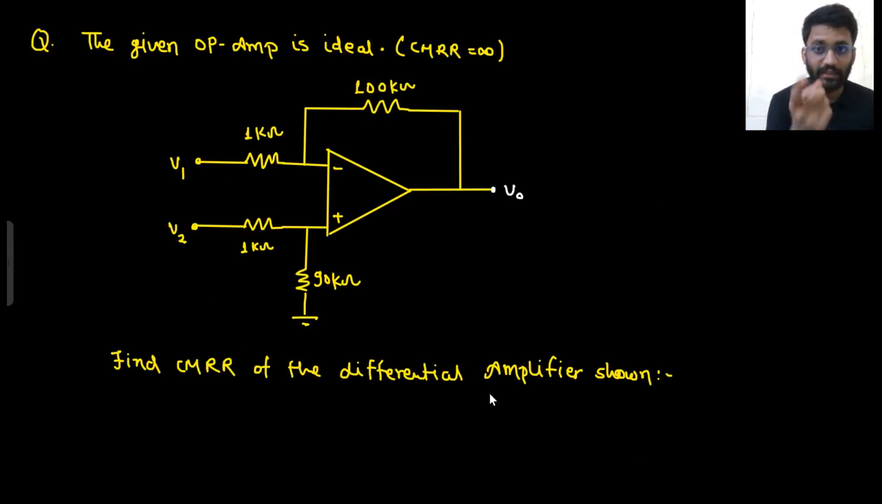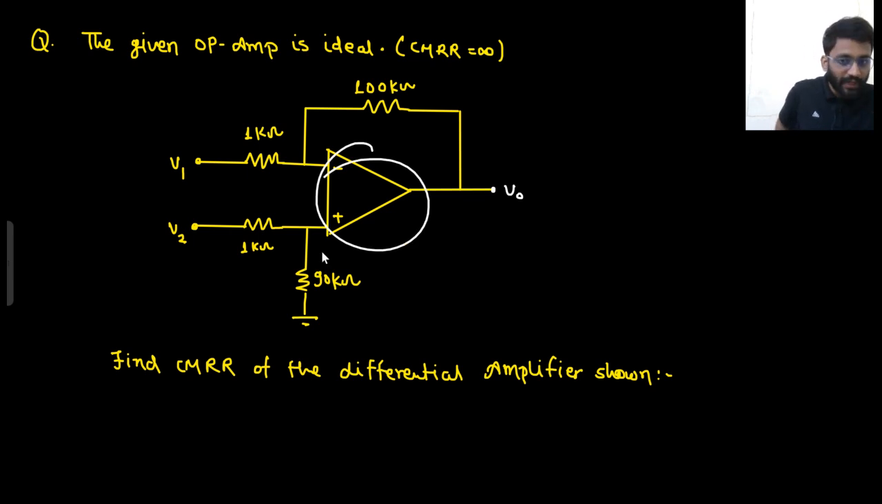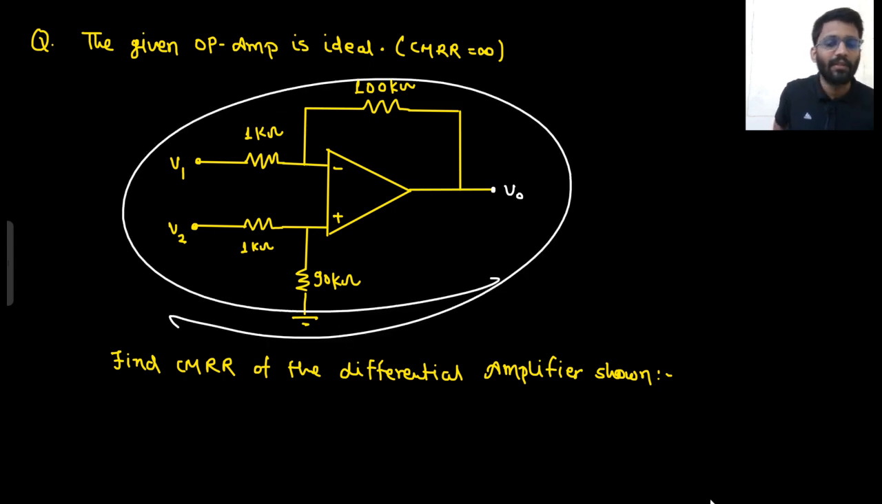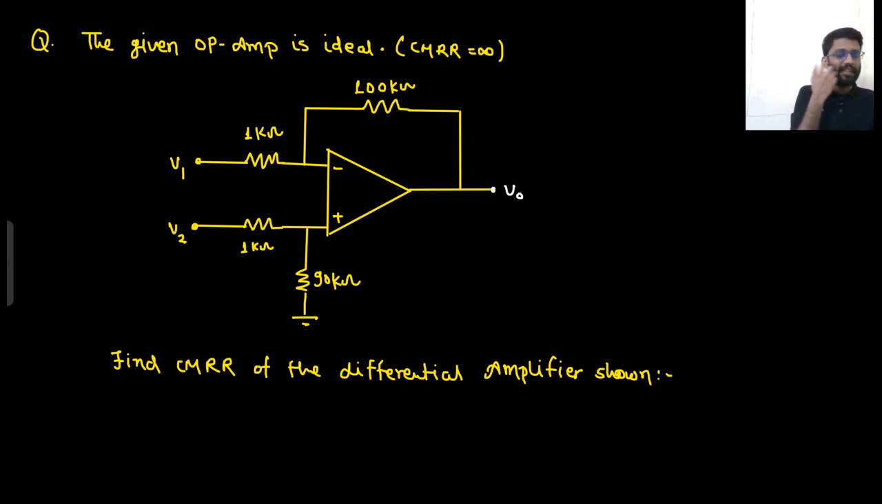Now we will solve one more GATE question. This was asked in GATE 1996, which is a very good question. Here the OpAmp is ideal. Now they are asking you the CMRR of this particular differential amplifier shown. How will you calculate it? Tell me.